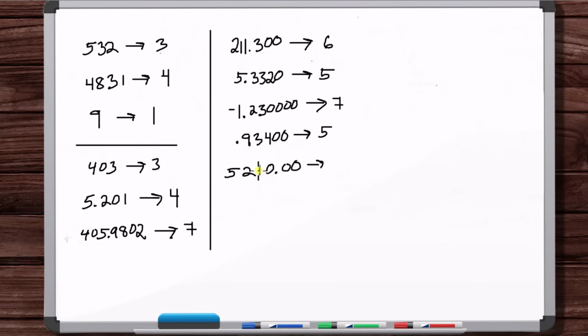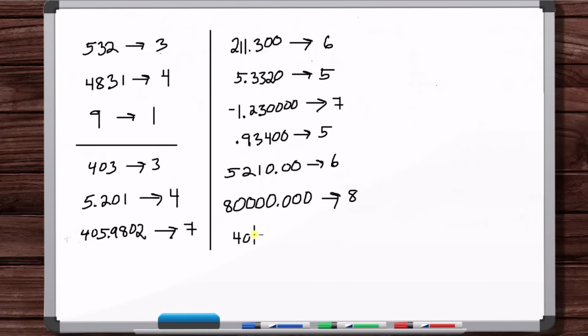1, 2, 3, 4, 5, 6. So even if we had these are all trailing zeros, and we have a number with a decimal point. 1, 2, 3, 4, 5, 6, 7. All 7 of those zeros are significant. So we have the 8, so 8 significant digits.